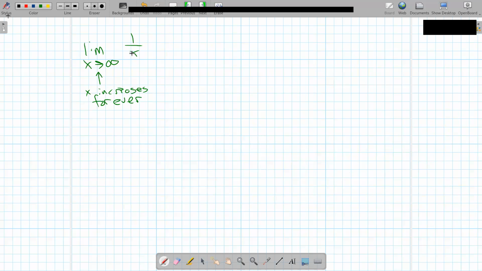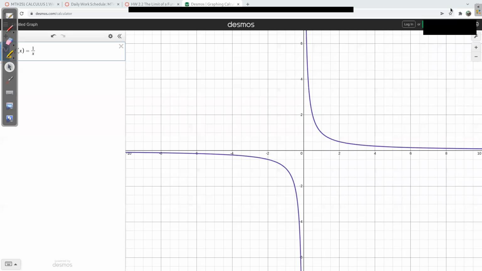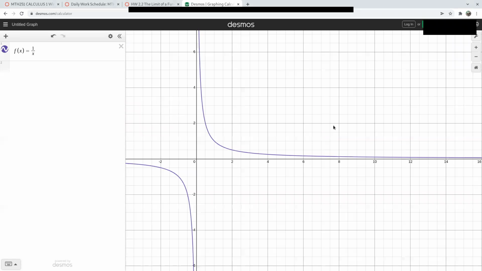For this function 1 over x. The bigger x gets, well, we have a 1 in the top and a bigger denominator. That means this whole thing is going to get smaller. Now, x is getting bigger forever, so it's always positive. And so that means we have a smaller and smaller positive value. And when we look at the graph of this sucker, we can see that as our x value increases, the y value drops down.